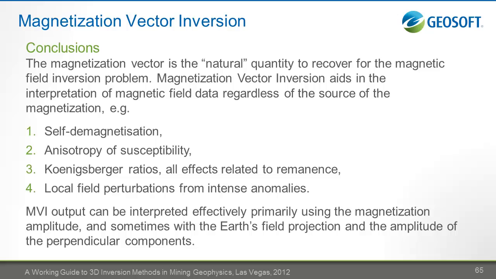We've found it to be also effective to look at derived quantities from the magnetization vector output, and the three quantities that we emphasize are the amplitude as being the primary quantity to interpret, the magnetization vector amplitude, and sometimes we can also obtain information by considering the components of the magnetization vector in the Earth's field direction and perpendicular to that direction.